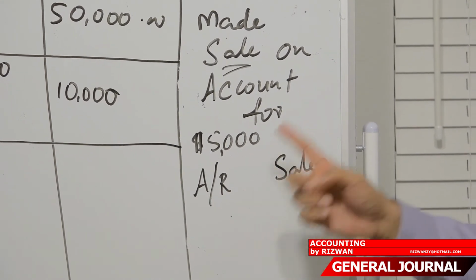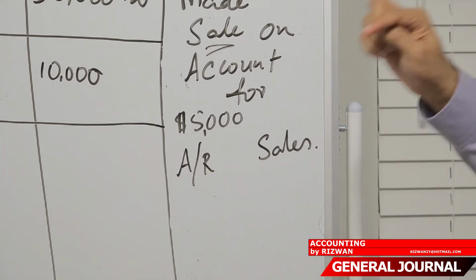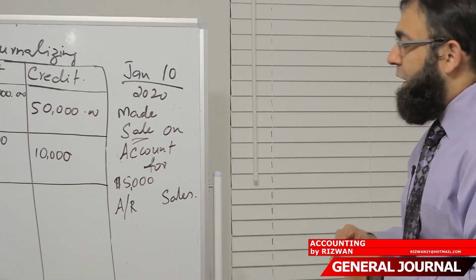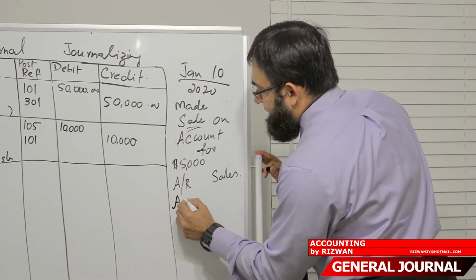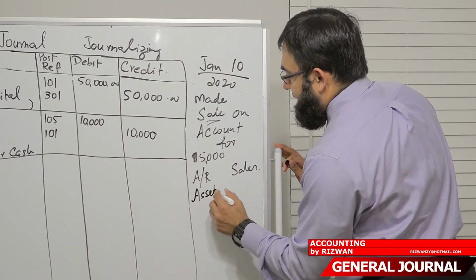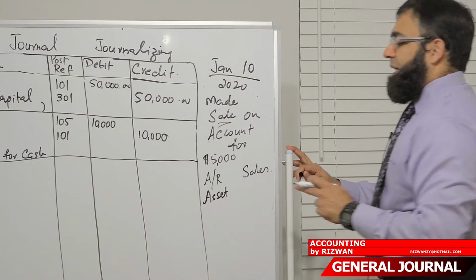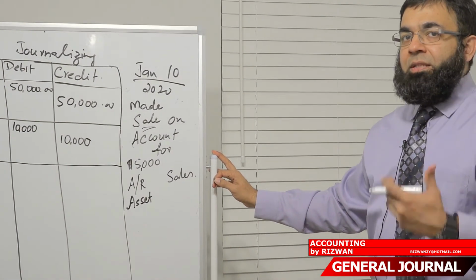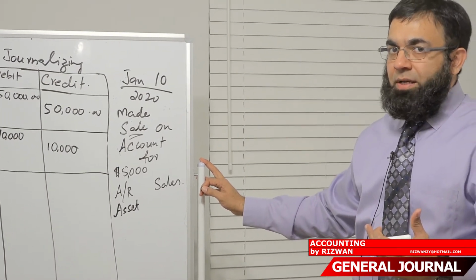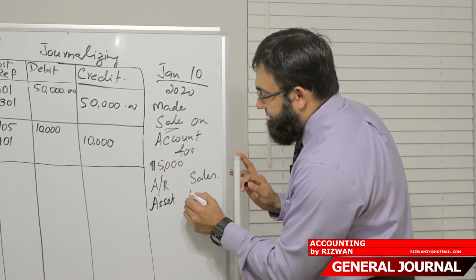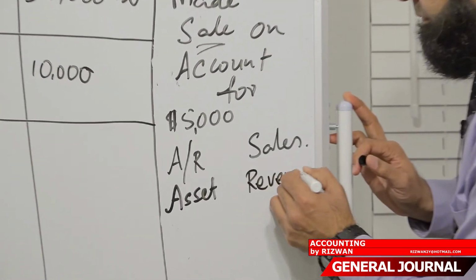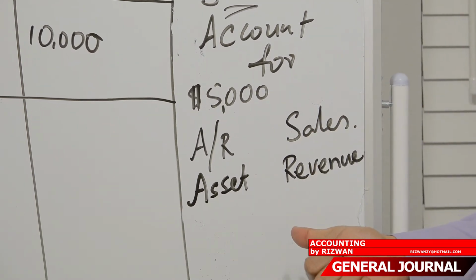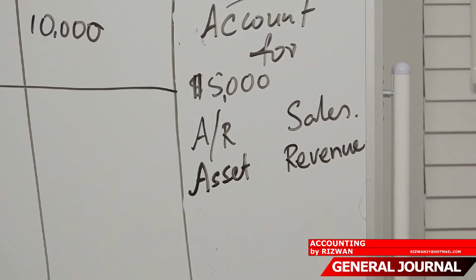All right, accounts receivable, I did mention to you in my previous lecture, is an asset, so you'll put that over here. And then sales, as I also mentioned in my previous lecture, any kind of sales for your business is good, so it is considered as your revenue. So accounts receivable is an asset and sales is your revenue.